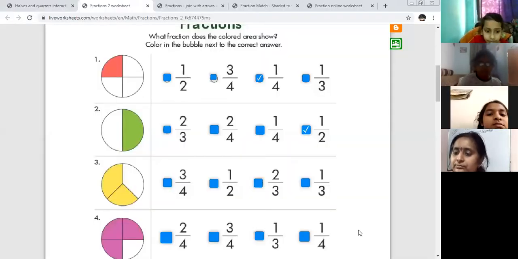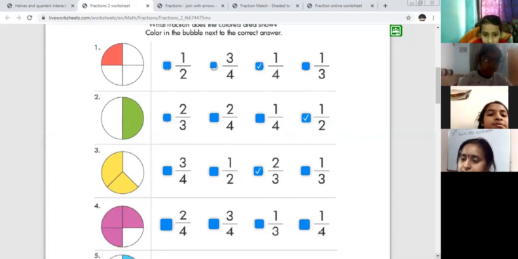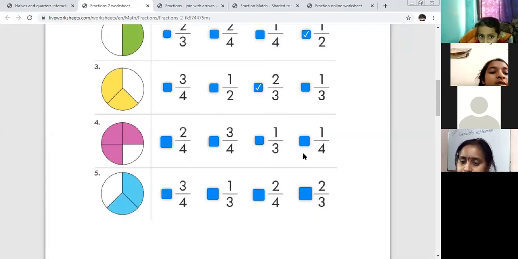Yes, Samhita, tell me. Third one. 2 by 3. Very good. Here, how many parts do we have in total? We have 3 parts. In that, 2 parts are colored. So the answer is 2 by 3. Teresa? 3 by 4. Very good. 3 by 4.